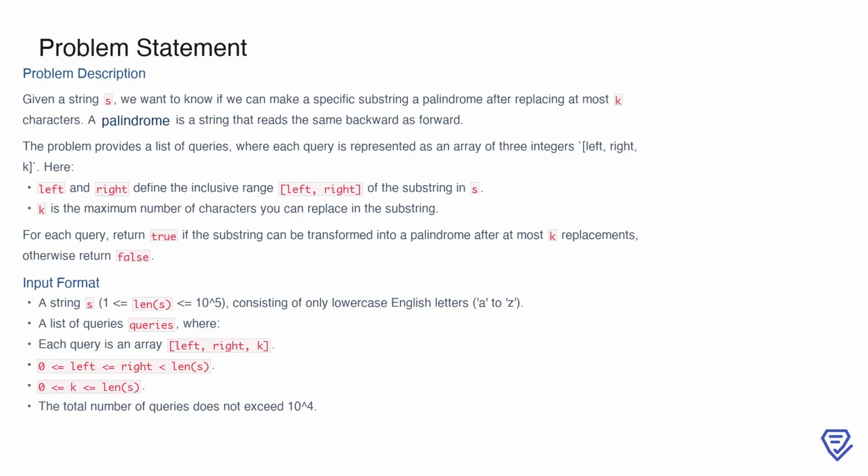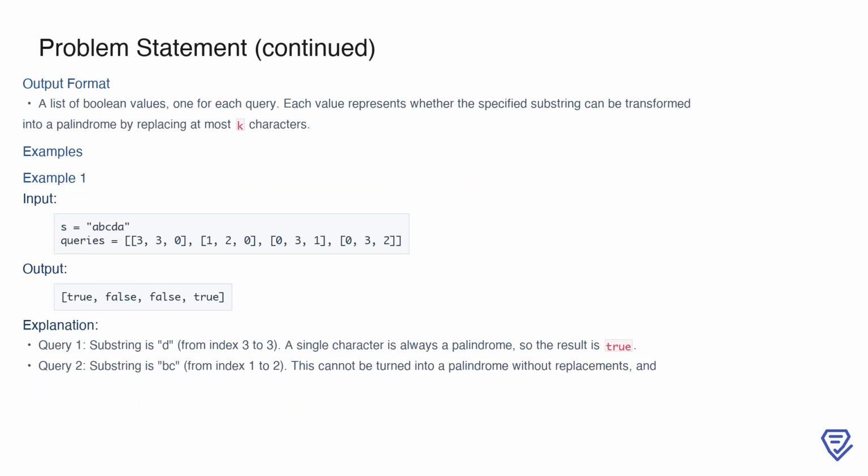The task is to evaluate each query and decide whether the specified substring can be made into a palindrome with the allowed replacements. This problem challenges us to efficiently handle multiple queries while working with large inputs, as the string S can be very long, up to 100,000 characters, and the number of queries can reach 10,000. The output is a list of Boolean values, where each value corresponds to one of the queries. For each query, the result is true if the specified substring can be converted into a palindrome using at most k replacements, otherwise, the result is false.